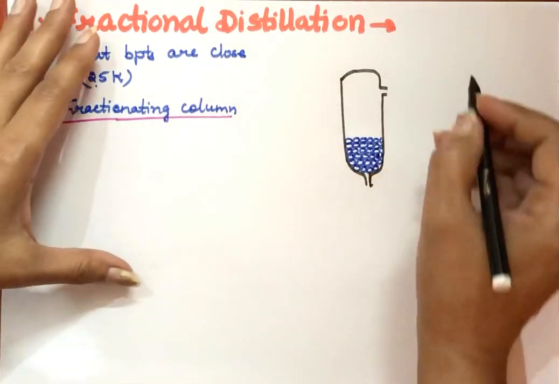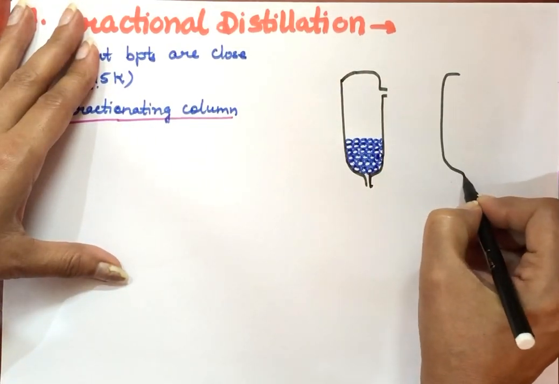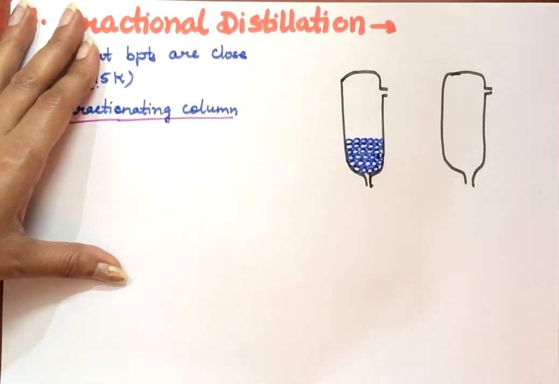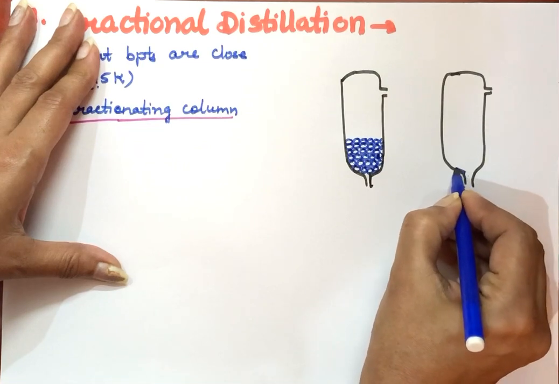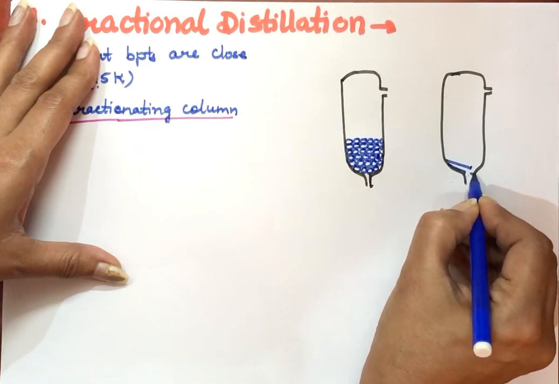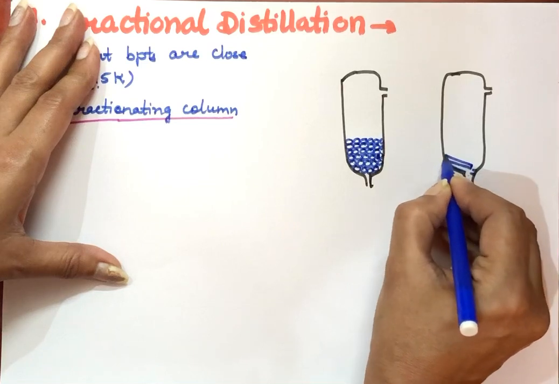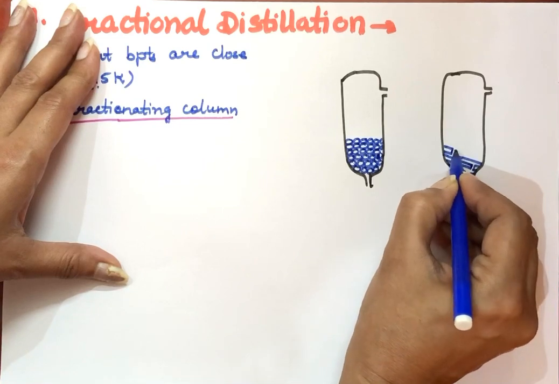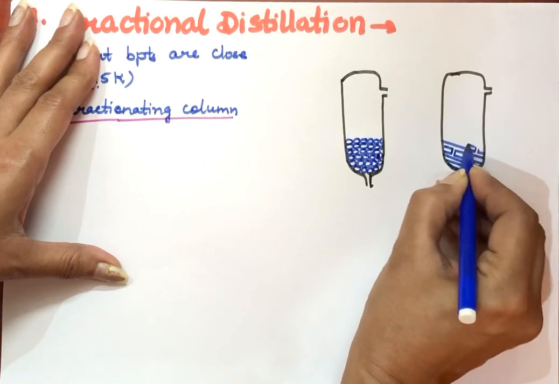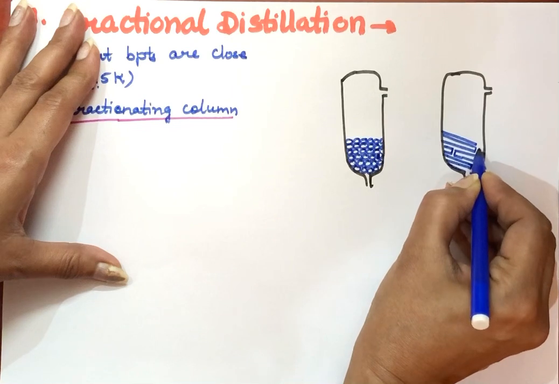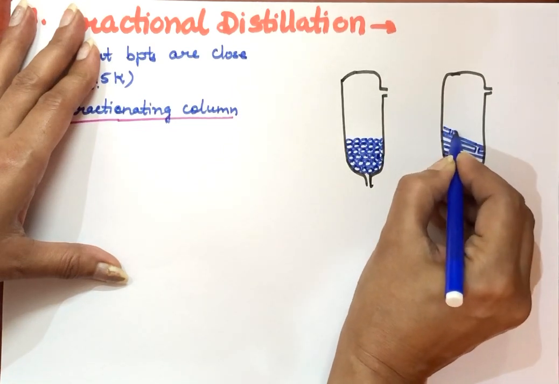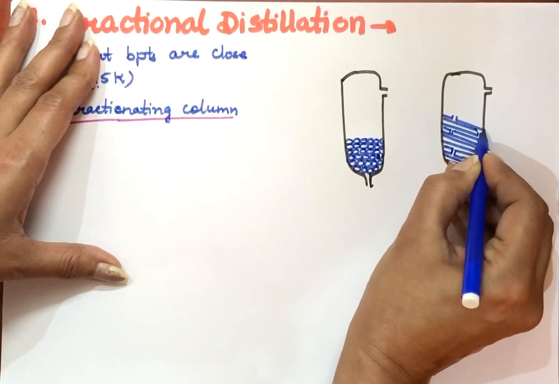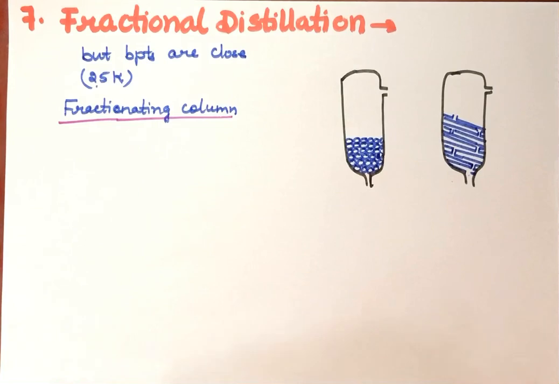One more kind of fractionating column is where in place of beads we have pipes. There's a network of pipes here. Vapors enter into this, and we have glass pipes packed like this. So vapors are moving into these pipes. Like this, the whole fractionating column is packed. These are the two types of fractionating columns that I have drawn.